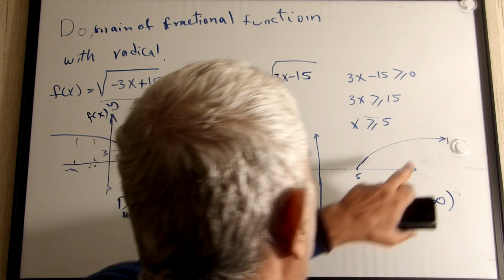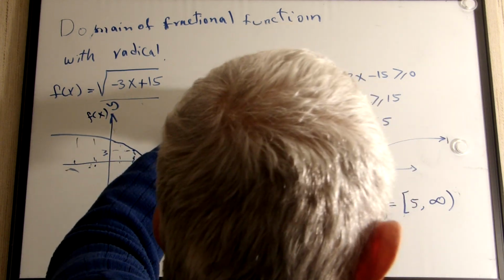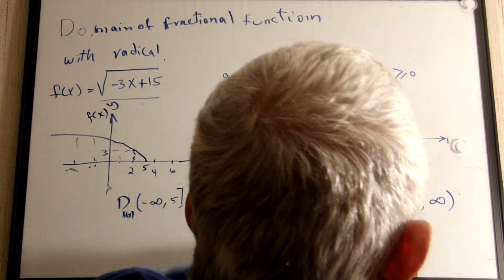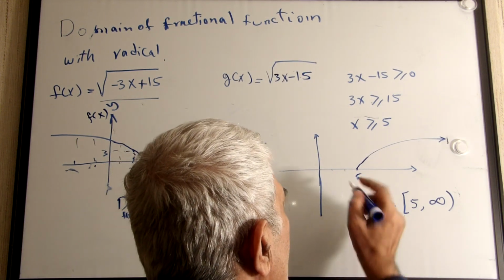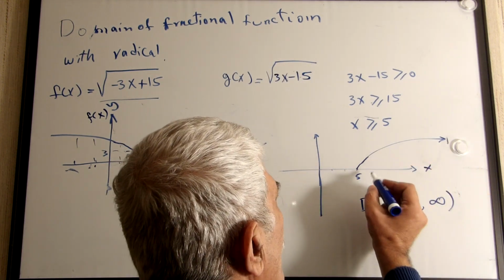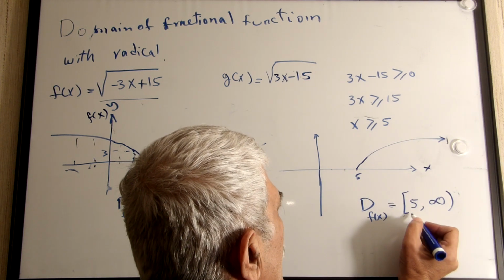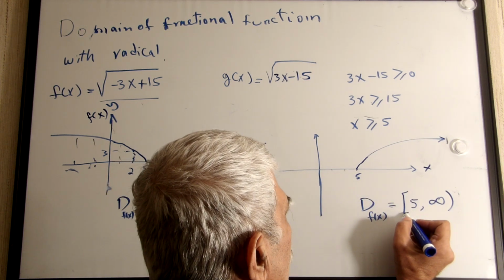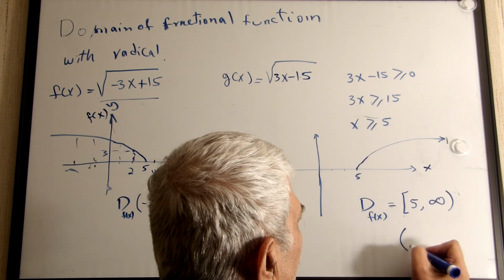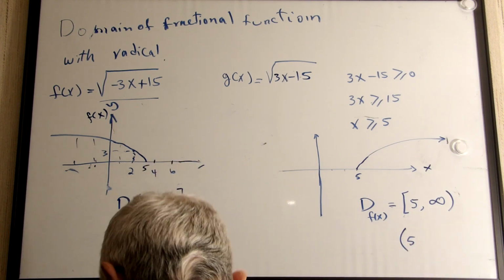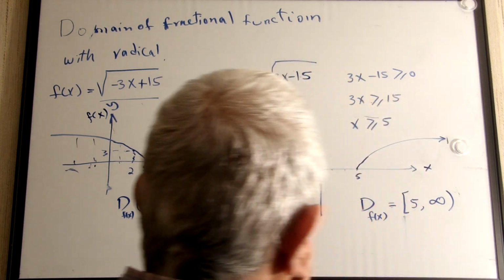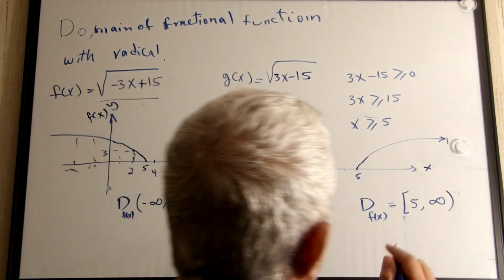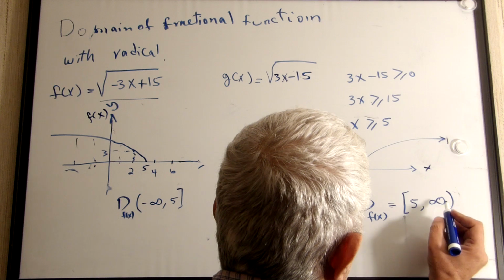This is the graph of this function. So what is the domain? The domain is the values of x can get. This is the x-axis. The value of x starts from 5 and includes 5. If 5 were not included, you would use just parentheses, but when it is included, you use a square bracket.